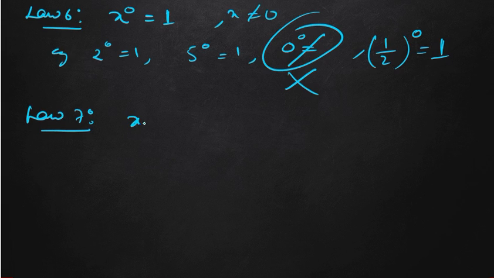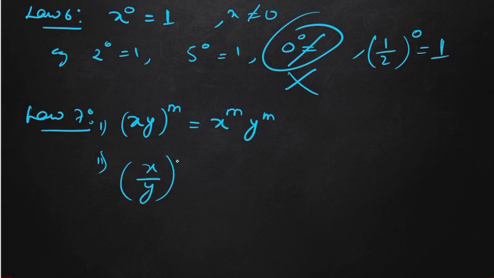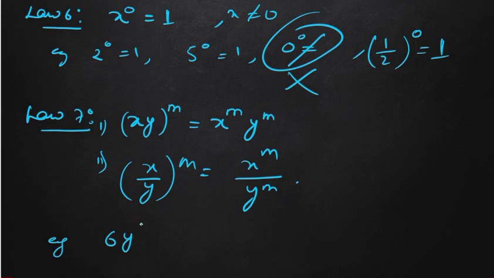Okay. Next we have law 7. This law states that (xy) power m, suppose x and y are any two numbers and there is a common power, then this power will get multiplied to x as well as to y. And we have another one, that is (x by y) whole power m. This can be written as x power m divided by y power m, where m is positive. You have to remember that m is positive.